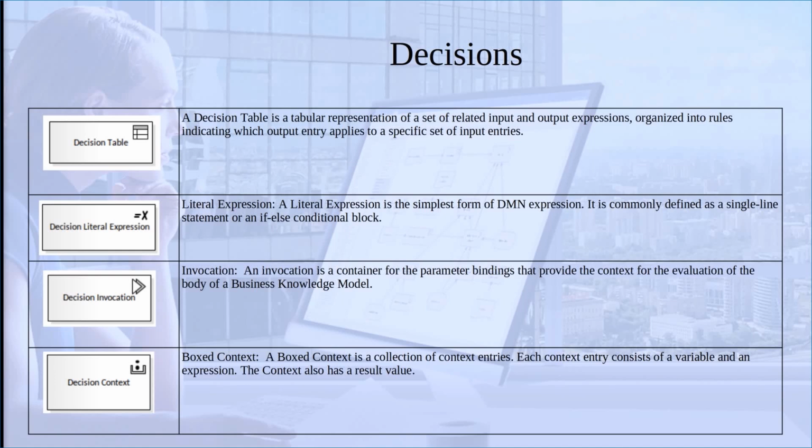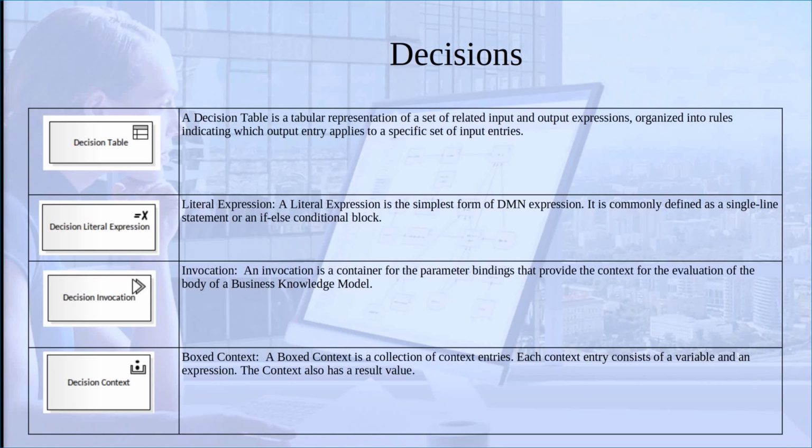Invocation. DMN allows decisions to be invoked from other decisions, promoting modularity and reusability. Enterprise Architect provides seamless support for invoking decisions within DMN models, enabling users to build modular decision models and enhance the overall efficiency of the decision-making process.